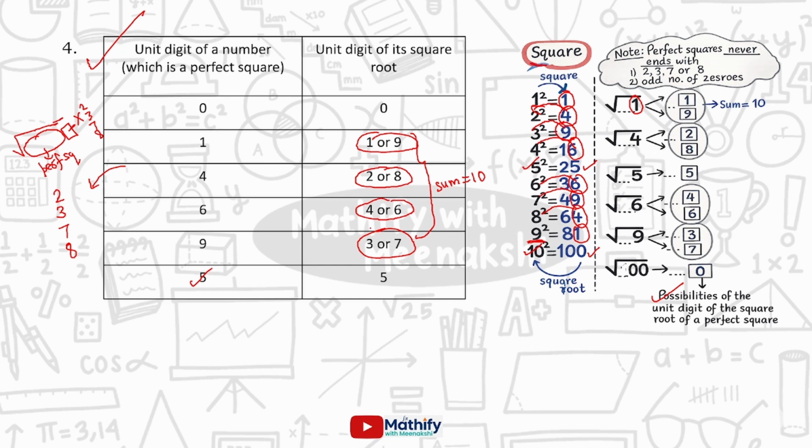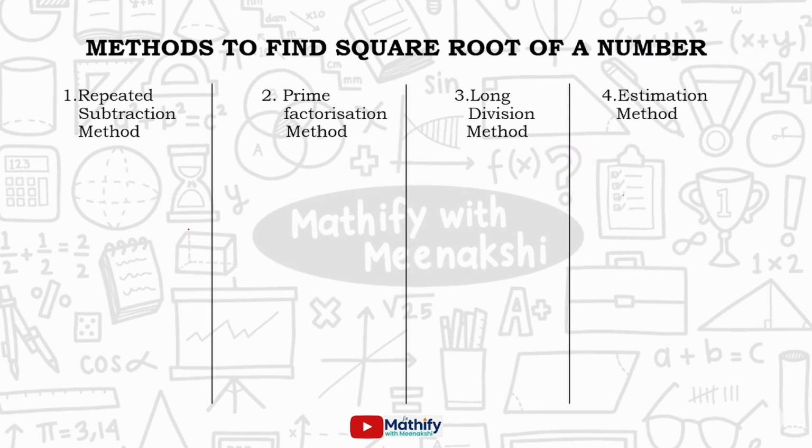Now, let's move to methods to find the square root of a number. For that, we have four methods: repeated subtraction method, prime factorization method, long division method, and estimation method. So let's start with one example. Let's say 121. You have to find the square root of 121 with the help of these four methods. First, start with repeated subtraction.